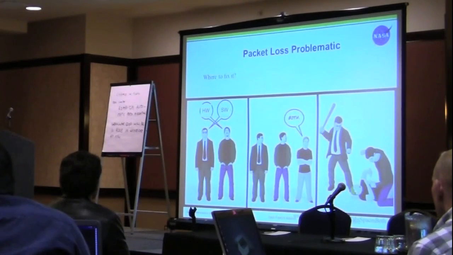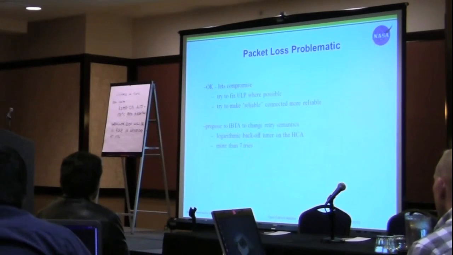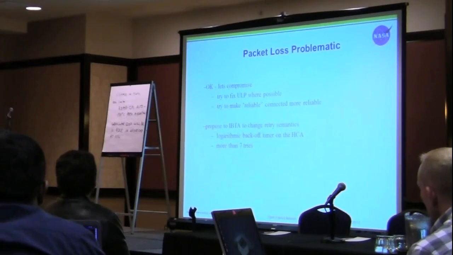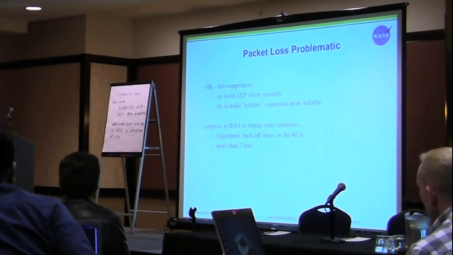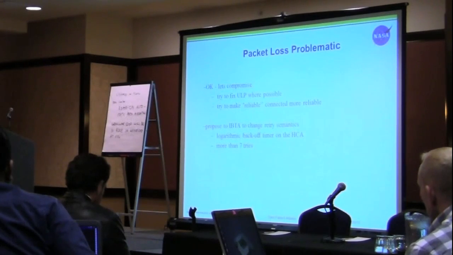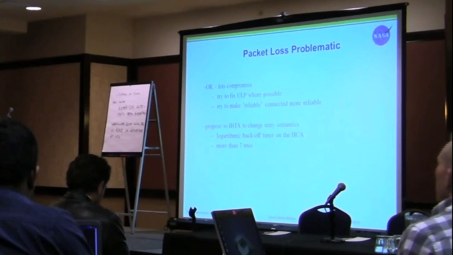And so this is, of course I'm the little blonde guy there saying both. And so we're going to be beaten. So let's compromise. We'll try to fix the ULPs, but the truth is we have 5 different MPIs and 5 different versions of those MPIs installed on the system. We can't fix them all. And so where we can, I think we should try to make reliable connected mode more reliable. So we'll try to fix the ULP, but we want to make the reliable connected mode more reliable.